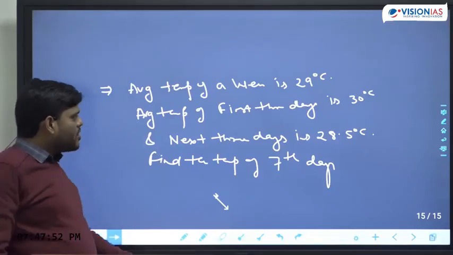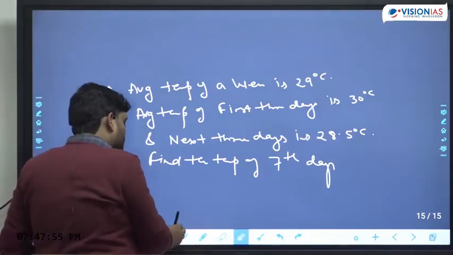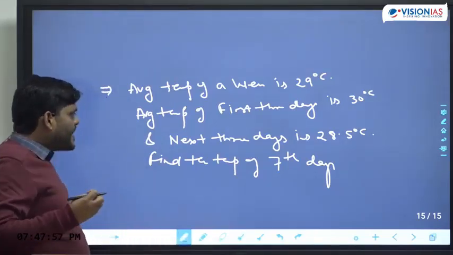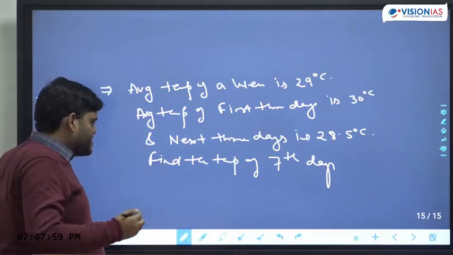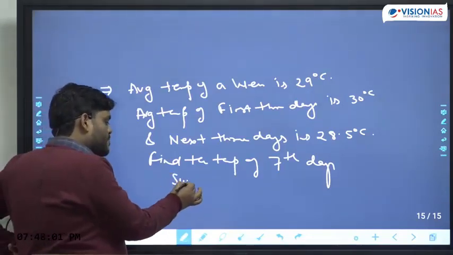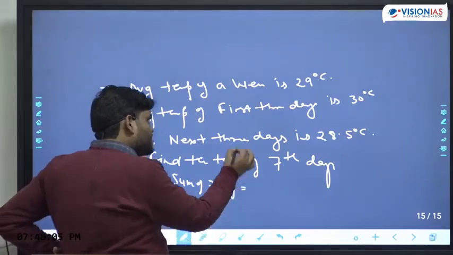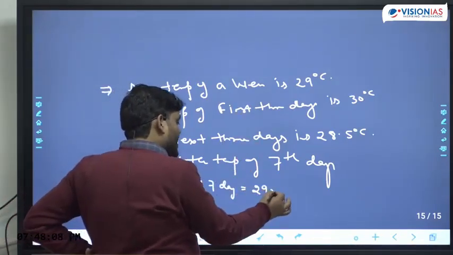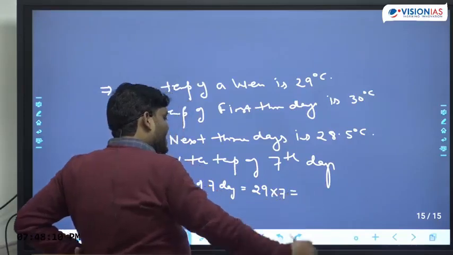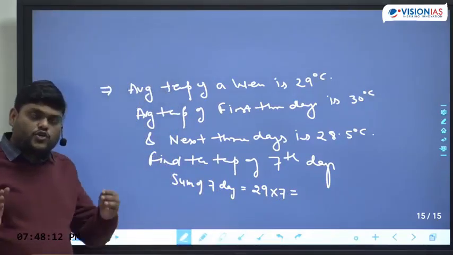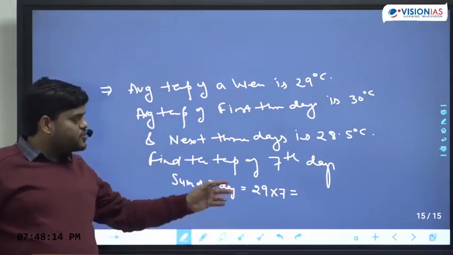Okay, how can we solve this question by formula? It is given that the average temperature is 29 degrees Celsius. That means what will be the sum of 7 days? The sum of 7 days will be average into 7, and this should be equal to the total sum. And what is the total sum?